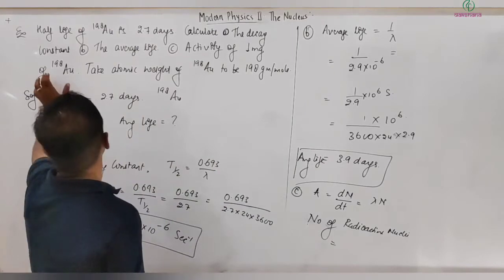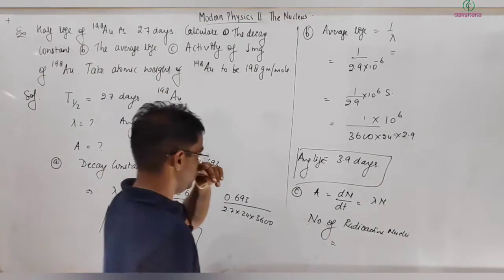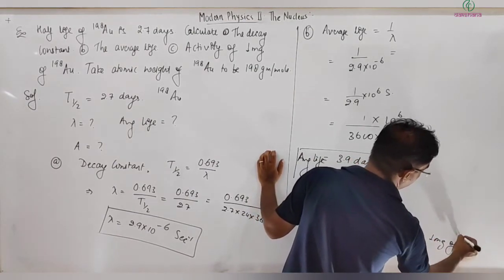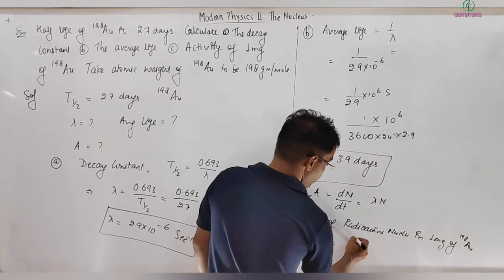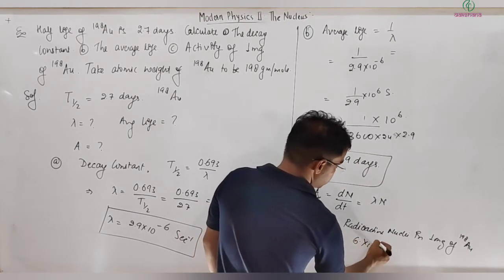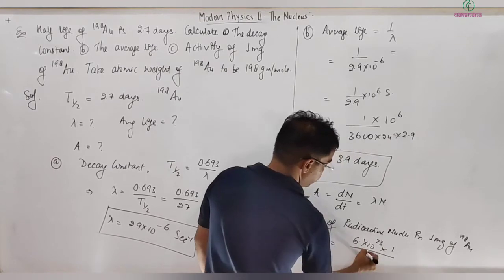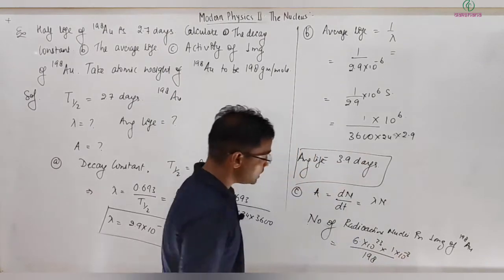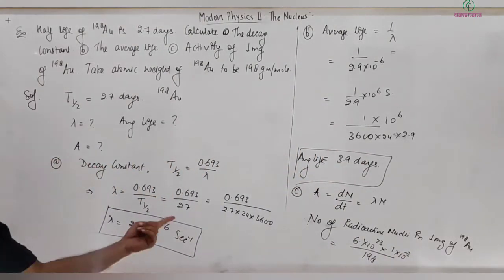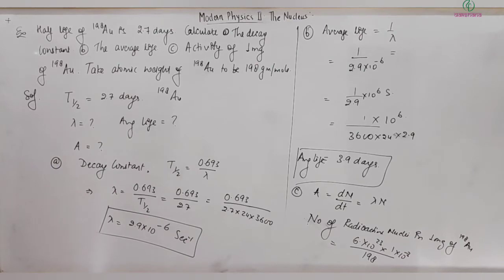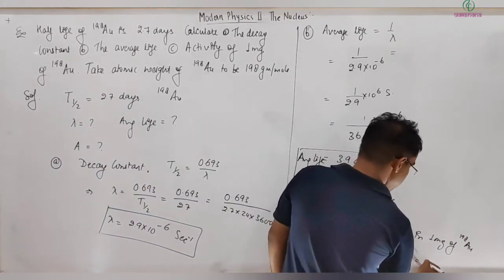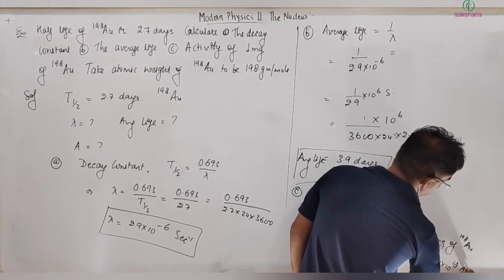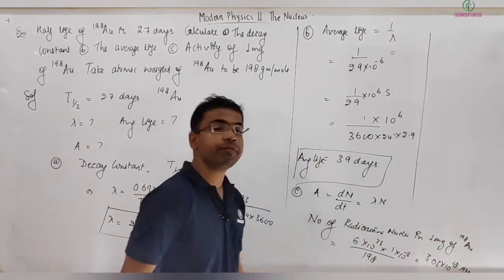So N is equal to the number of radioactive nuclei in 1 milligram of Au-198. I can write 6.022 into 10 to the power 23 into 1 divided by 198 into 10 to the power minus 3. After solving this, again you need to do the calculation part, it's 3.03 into 10 to the power 18 atoms or nuclei. So I got the value of N.